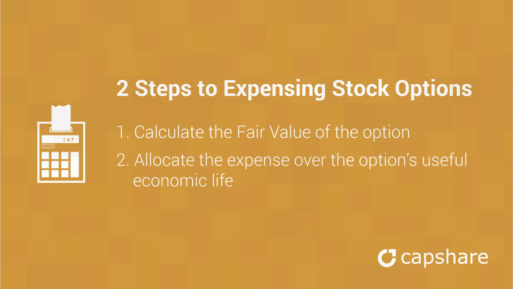Okay, so a general overview of expensing an option. The process of expensing a stock option can be broken down into two distinct steps. One is calculating the fair value of the option, and two is calculating or allocating the expense over the option's useful economic life. So let's walk through an example of these two steps using a very specific option grant.